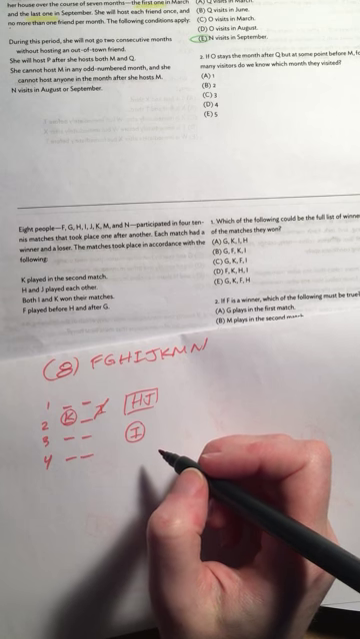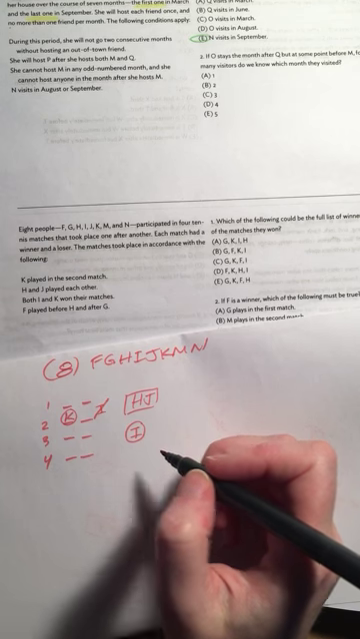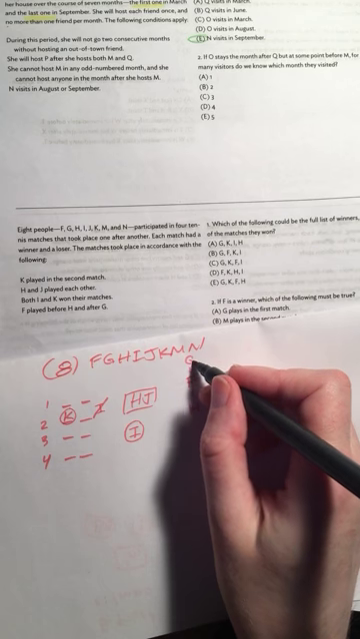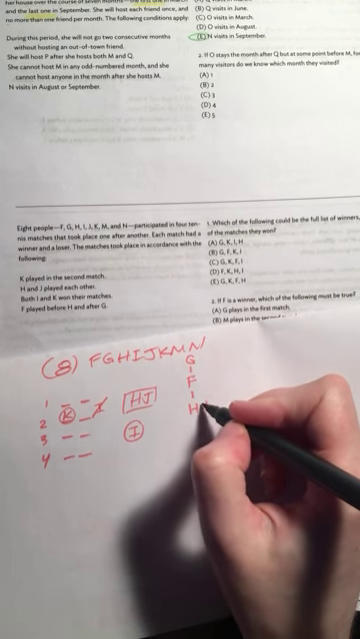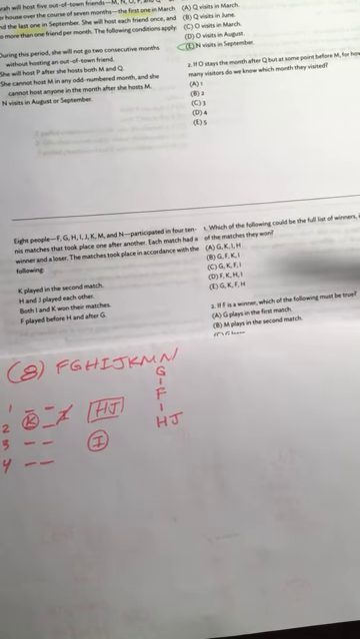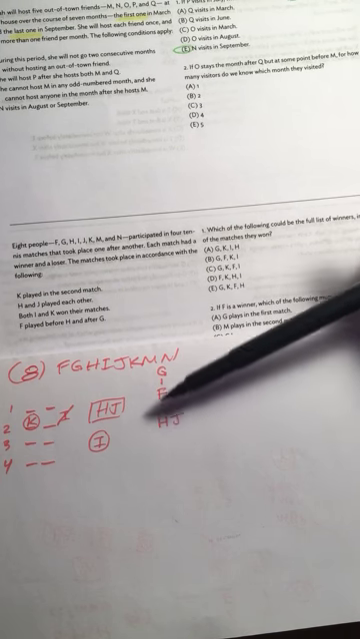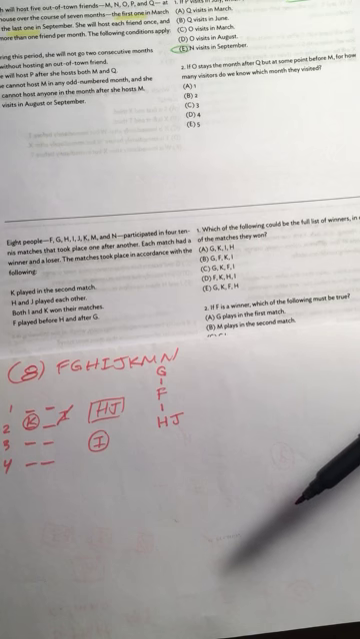And then F played before H, but after G. So that's also good to know, because that means that F and H can't play against each other, and G and F can't play against each other. So F can't play against any of those guys, but F could play against K. H and J are either third or fourth, G is either first or second, F is either second or third. That's about as much as we know.